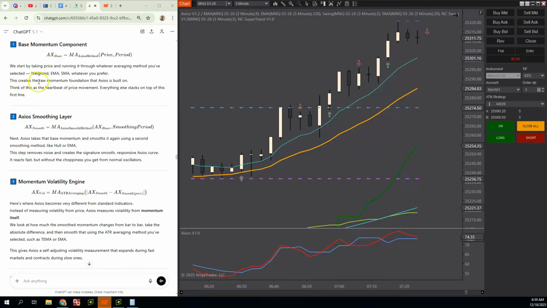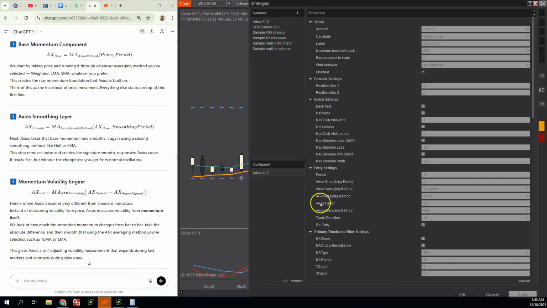We basically start by taking the price and running it through whatever average method that you select. We have a bunch of different averaging methods: a weighted moving average, an EMA, an SMA, an HMA, a TEMA. I'll show you that real quick here in the strategy settings. So yeah, this is the Axios. These entry settings, from Axios smoothing, averaging, Axios factor, and the other averaging method, are the driving engine behind the strategy. Everything else is just really a filter. So this is what creates the red and green arrows.